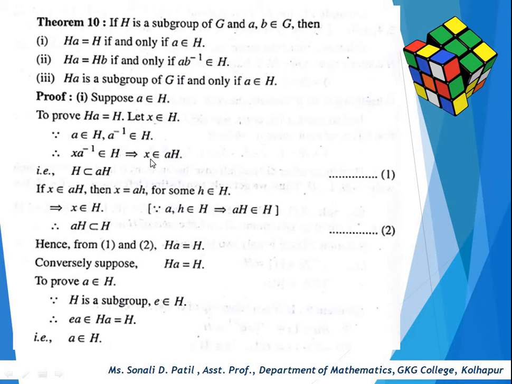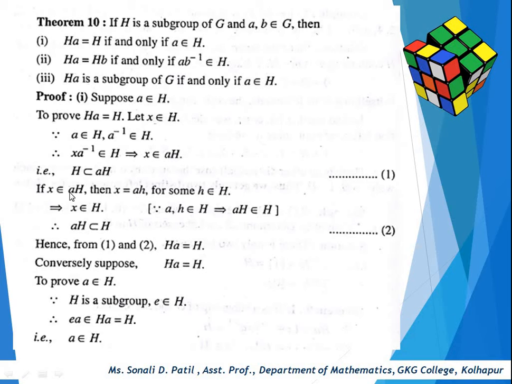So this implies that x belongs to aH, that is H is a subset of aH, because x belongs to H and x also belongs to aH. So we get H is a subset of aH. This gives equation number 1.